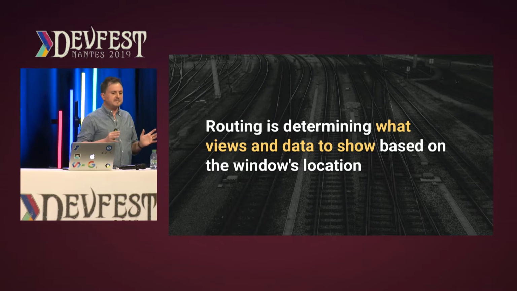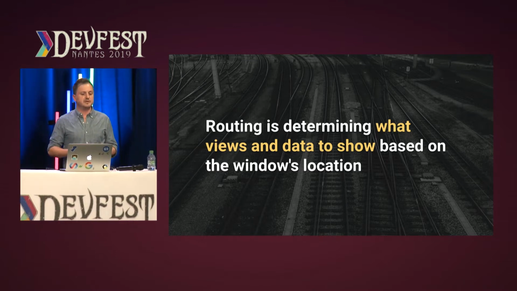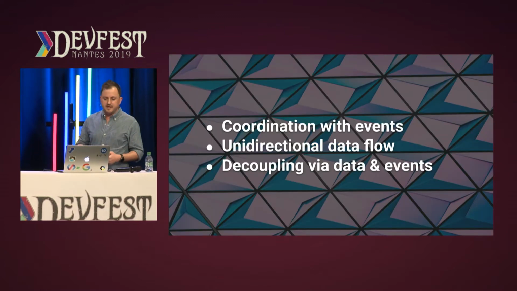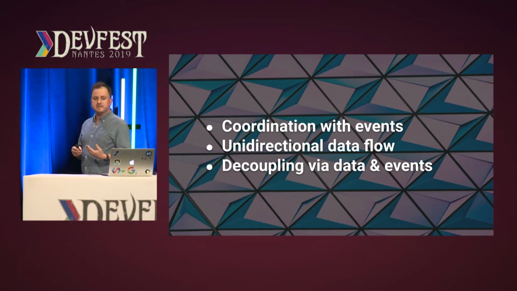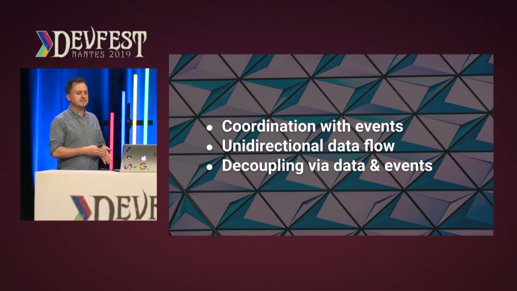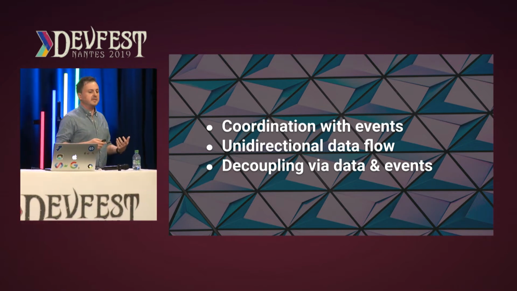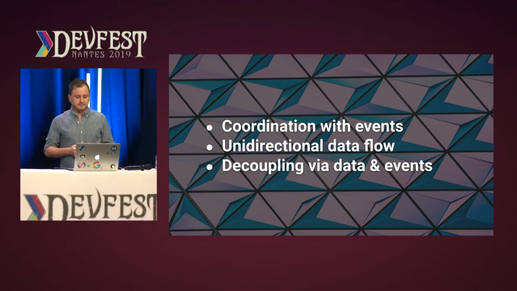So routing is basically determining what views and data to show based on the window's location, based on the URL. And so we're going to tackle this, and in doing so, we're going to cover some patterns here. We're going to use coordination between components with events. We're going to look at unidirectional data flow and decoupling things via data and events.